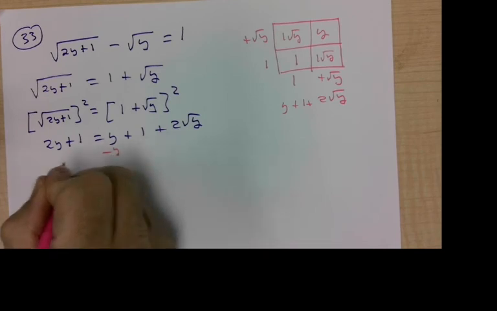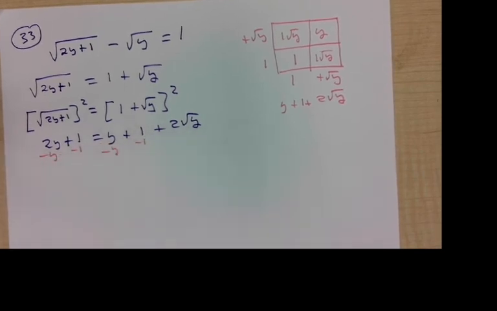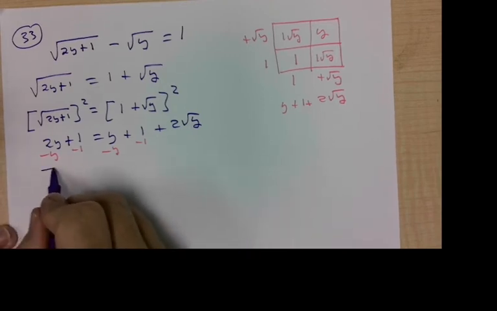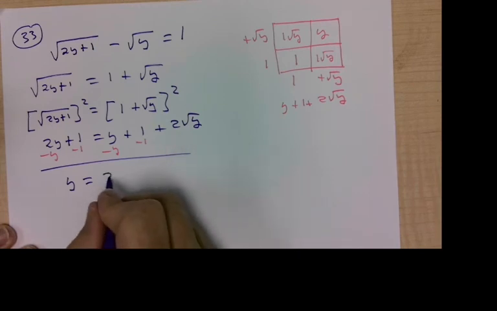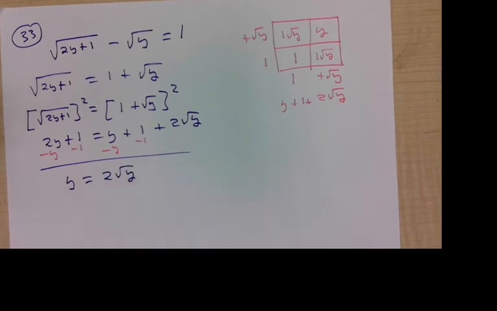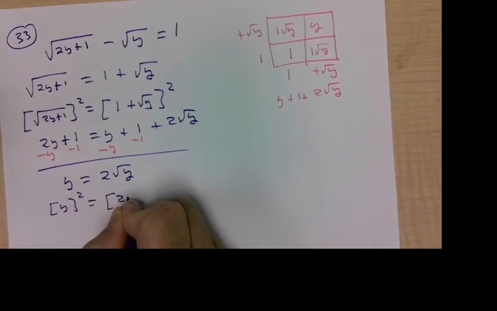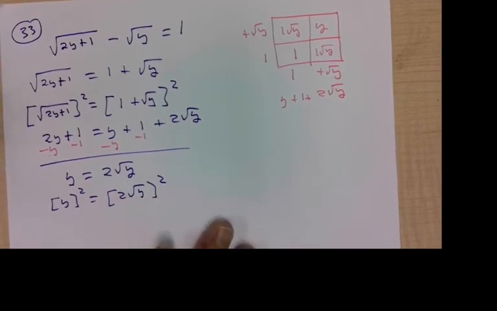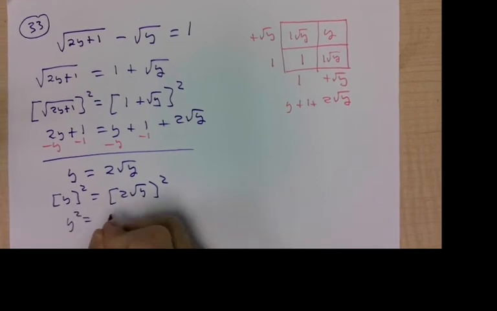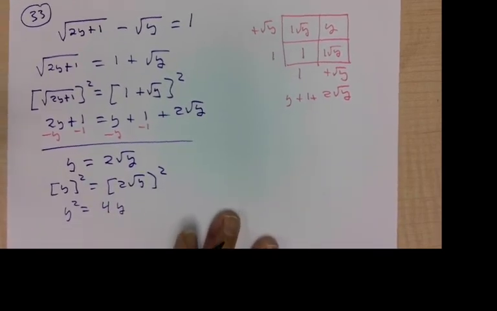Let's go ahead and subtract y from both sides. Let's subtract 1 from both sides. So now all I have on the left side is just y. All I have on the right side is 2 root y. So I'm going to square both sides again. Y squared, 2 root y squared. So I get y squared here. 2 squared is 4. Root y squared is y. I get y squared equals 4y.